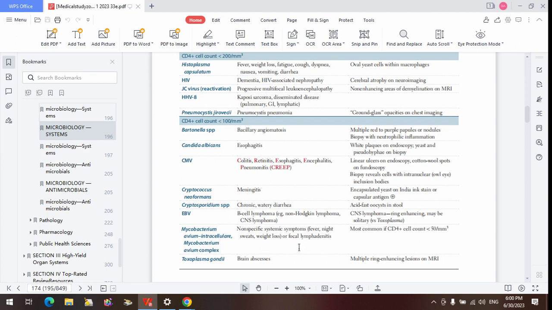And we said avium can present like TB. It can present like focal lymphadenitis, like someone that has scrofula. Or if it doesn't present that way, what else? Diarrhea. And it's very common in people with CD4 less than 50. But marry it with toxo, both of them: toxo with multiple ring-enhancing lesions, and avium, all those things that we said.